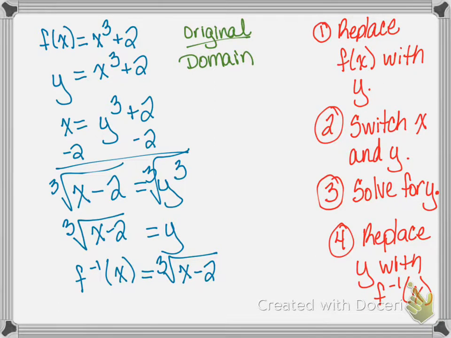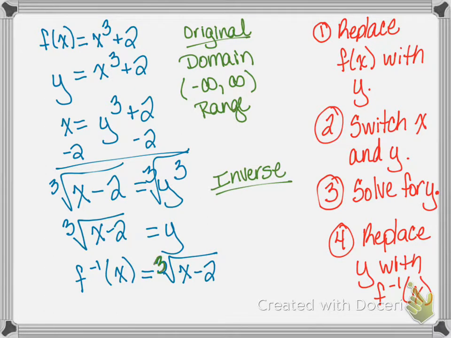X to the third plus 2. What's the domain? Do I have to limit that domain at all because I've got a square root or I've got a variable in the denominator? No. So what's my domain? Excellent. Negative infinity to positive infinity. I don't know what my range is yet, so we're going to hang tight with that one. This one is my inverse. Now be careful. I've got a cubed root right here. Is that a square root? No. So what's my domain for my inverse? What's the domain?